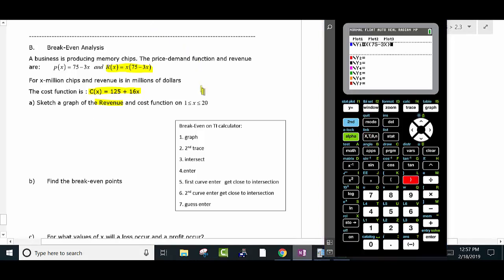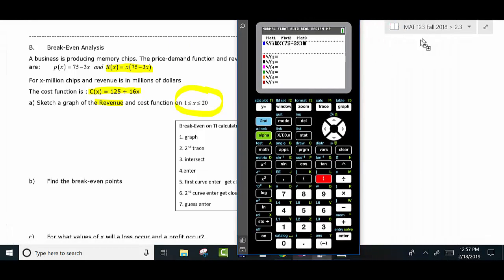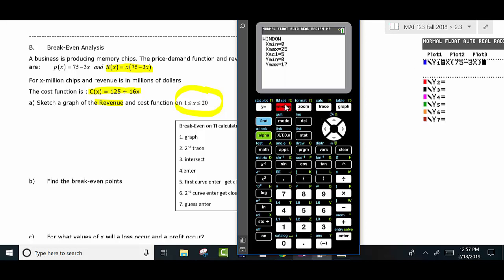Now this one says you want to go from 1 to 20 on your x-axis. Okay, so you want to start by putting that in. Okay, the window, we're going to do this. Okay, we're going to go 0 to 20, because the problem says 1 to 20. Let's go 0 to 20. And let's see, might have to change the values. Again, to get the y value, look at your table of values. So if you go second graph, just start looking at your table of values.